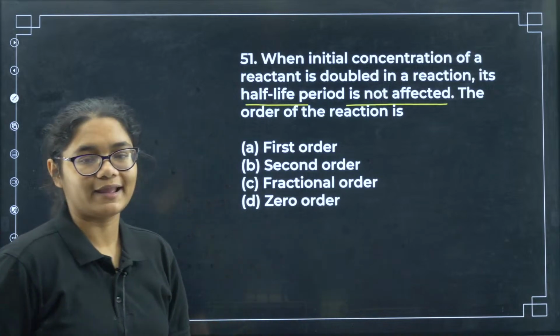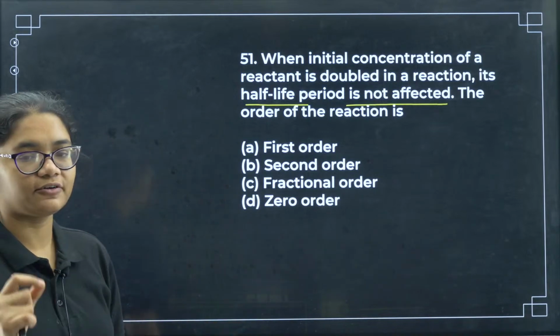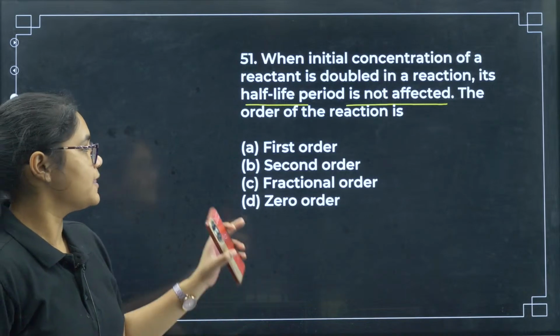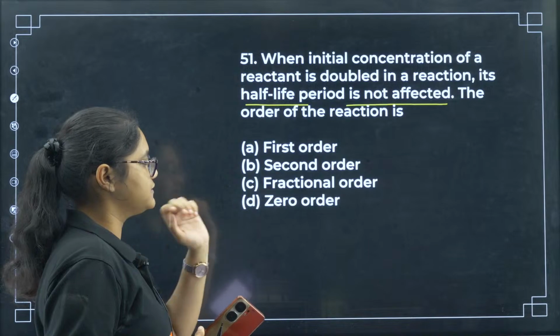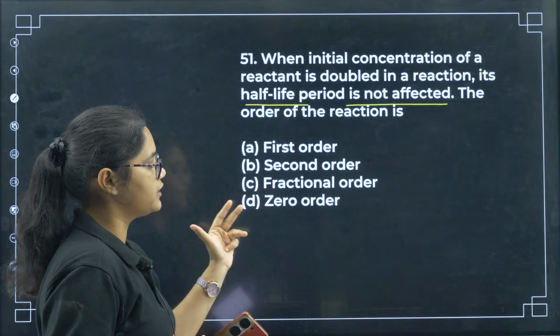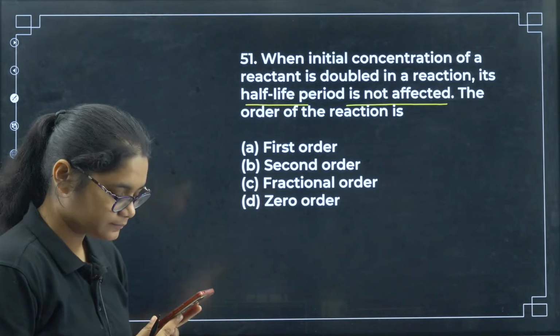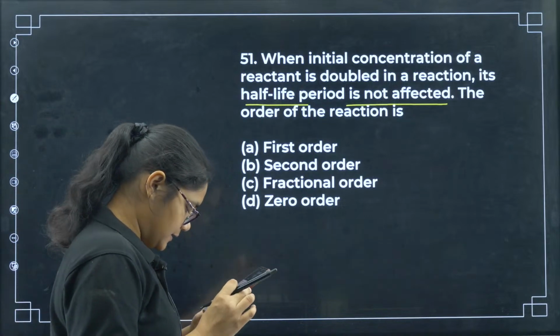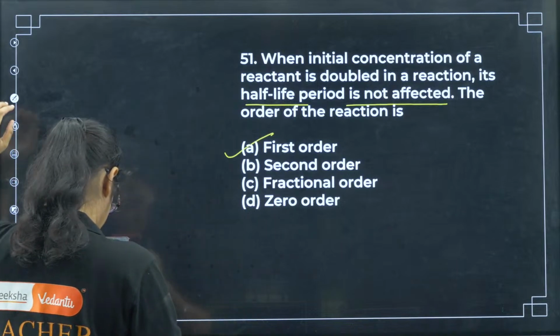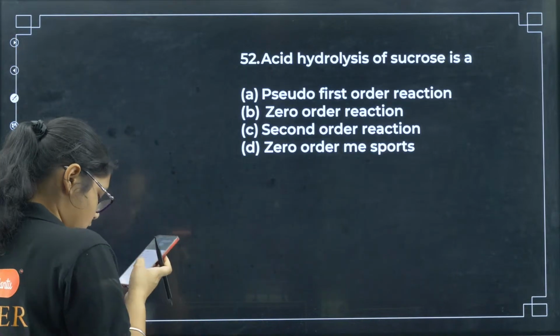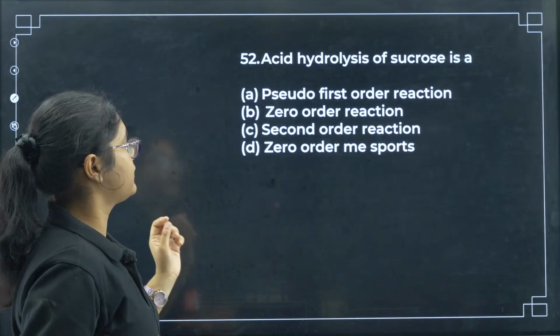The order of the reaction is, very simple question. If the half-life is independent of the concentration, then the order of the reaction is first order, second order, fractional order, or zeroth order. Yes, first order. Very good. First order is the correct answer here. Shagufta, Yashas, Malaya, Sharath, all have given the correct answer.